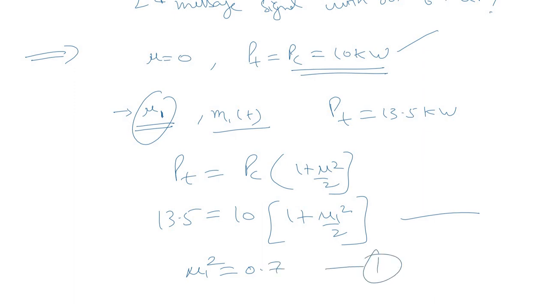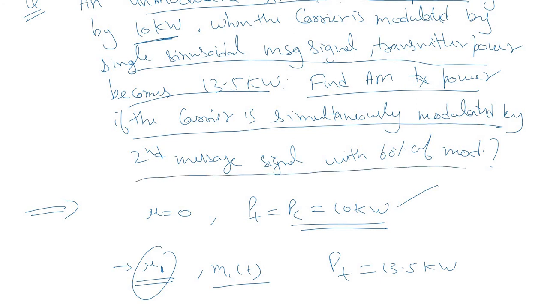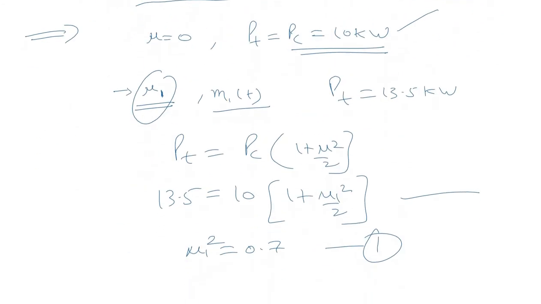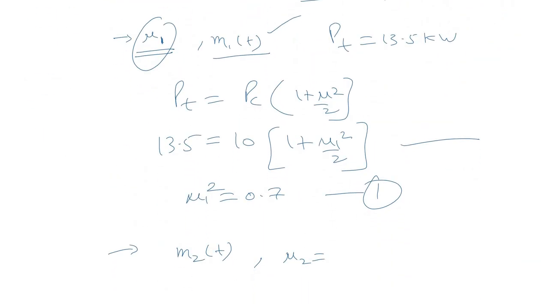Alright. Now the next part of the question is to find the AM transmitter power if the carrier is simultaneously modulated by a second message signal with 60% modulation. Now the question says that M1(t) was already present. Now a second message signal is also present, due to which the modulation index mu2 is 60%, right? It is 0.6. Now the modulation takes place due to the two message signals M1(t) and M2(t). So these two simultaneously modulate the carrier signal. It's a multi-tone kind of system now.